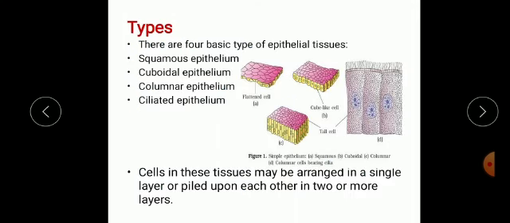Types: there are four basic types of epithelial tissue: squamous epithelium, which consists of flattened cells; cuboidal epithelium, which consists of cube-like cells; columnar epithelium, which consists of tall column-like cells; and ciliated epithelium, which consists of again column-like cells with cilia at the top. Cells in these tissues may be arranged in a single layer or piled up each other in two or more layers.